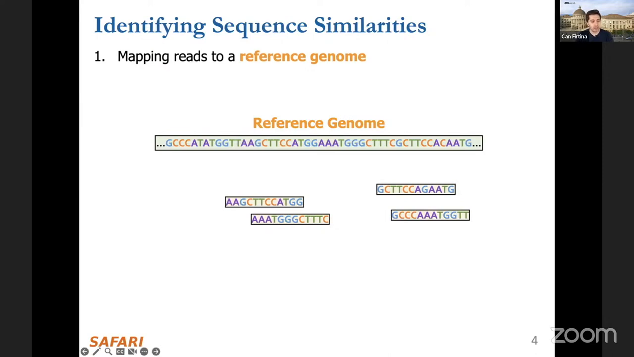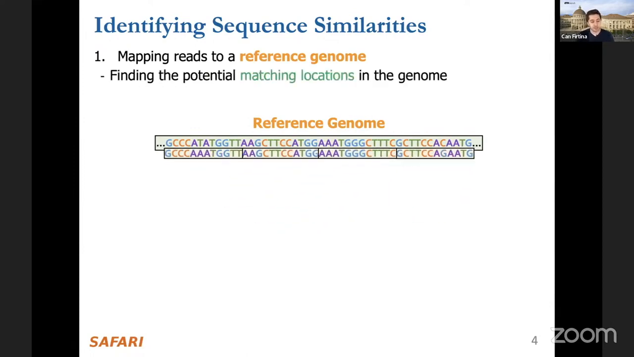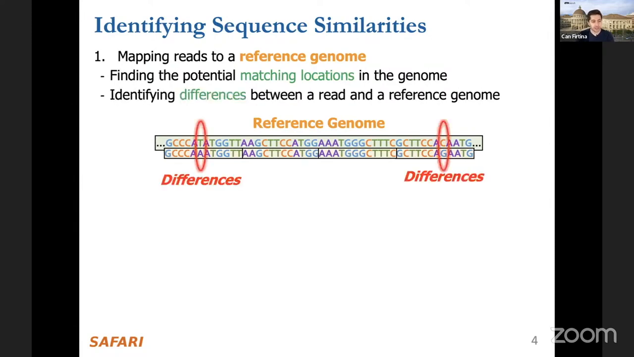In that case, we have a reference genome, which is a representative genome of a particular species, for example, the human reference genome. The reference genome is known to be accurate and potentially as complete as possible. What we do is map the reads to a reference genome to find the potential matching locations in the genome. We can also identify the differences between a read and a reference genome. Those differences could potentially be unique to an individual, allowing us to find signs to identify mutations in the individual's genome.